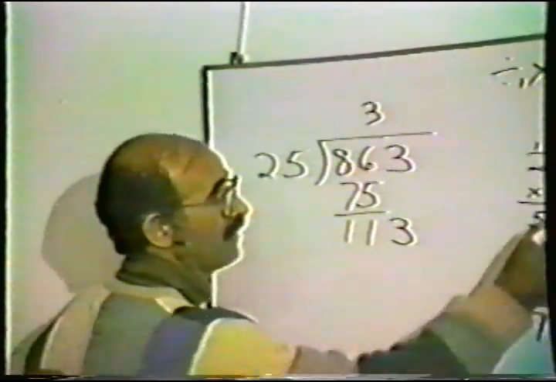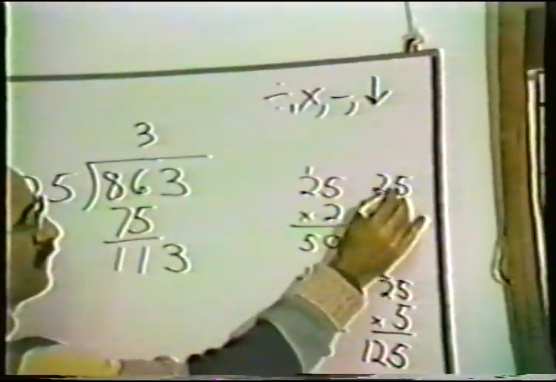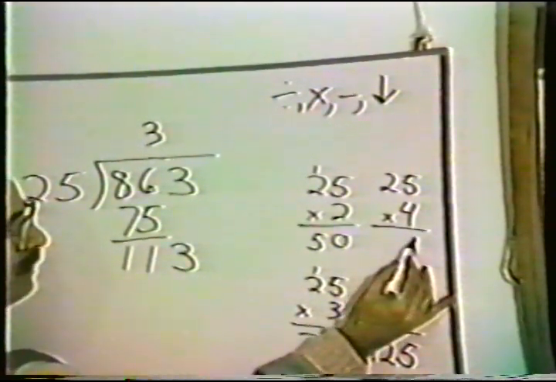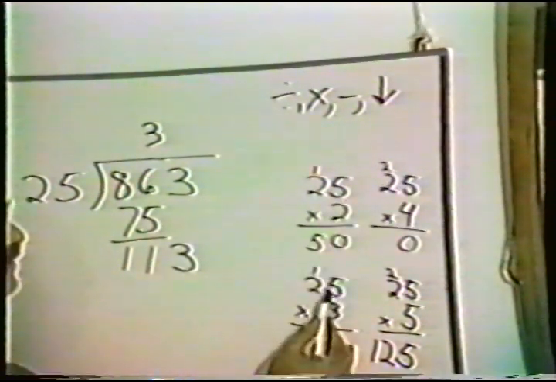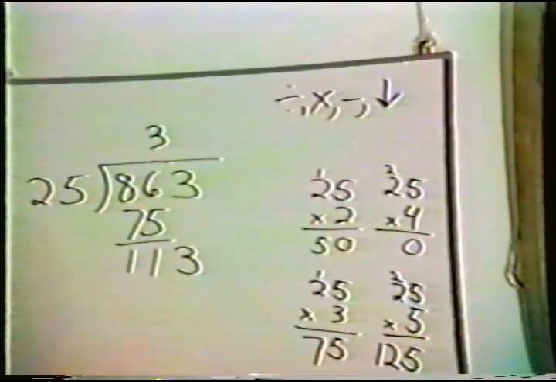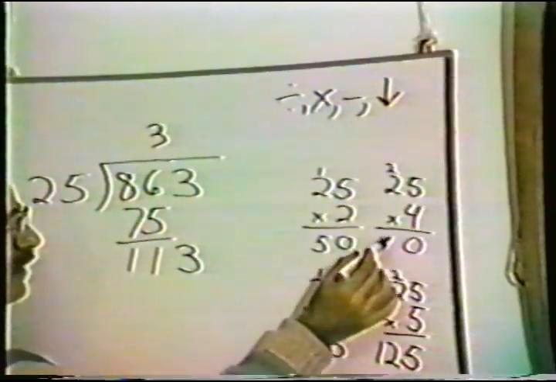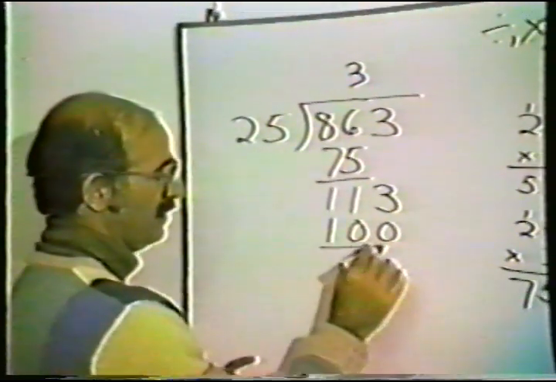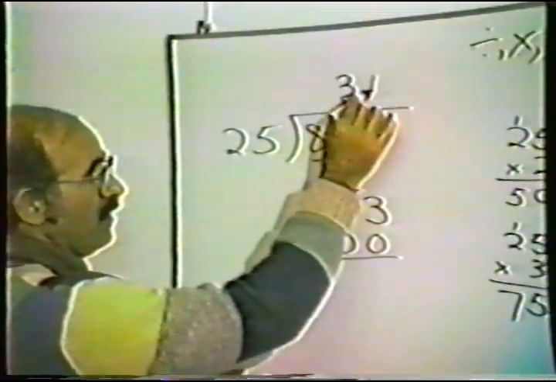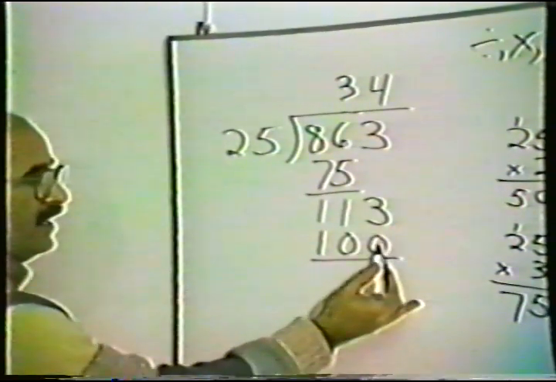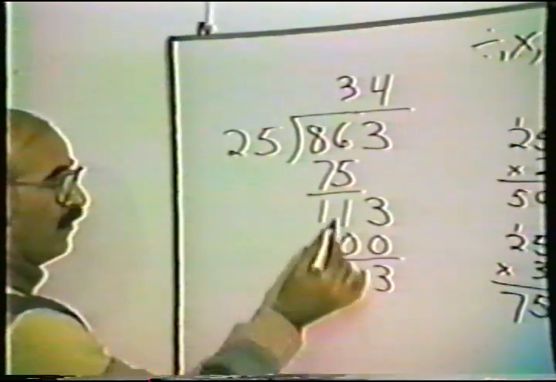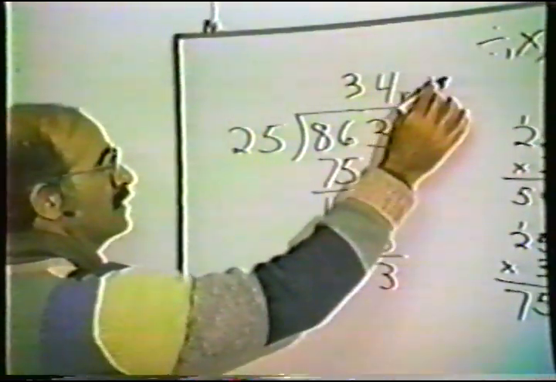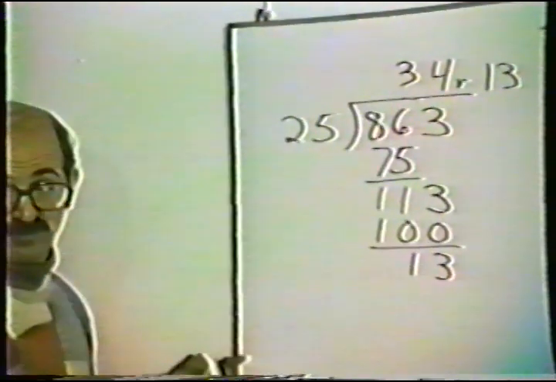Let's try 4. 25 times 4. 5 times 4 is? 20. Put down the 0, carry the 2. 2 times 4 is? 8. Plus 2, 10. 100. Subtract. Let's put our 4 up here. Okay, 3 take away 0 is? 3. 1 take away 0 is? 1. Remainder 13. Well, we have to do the check.